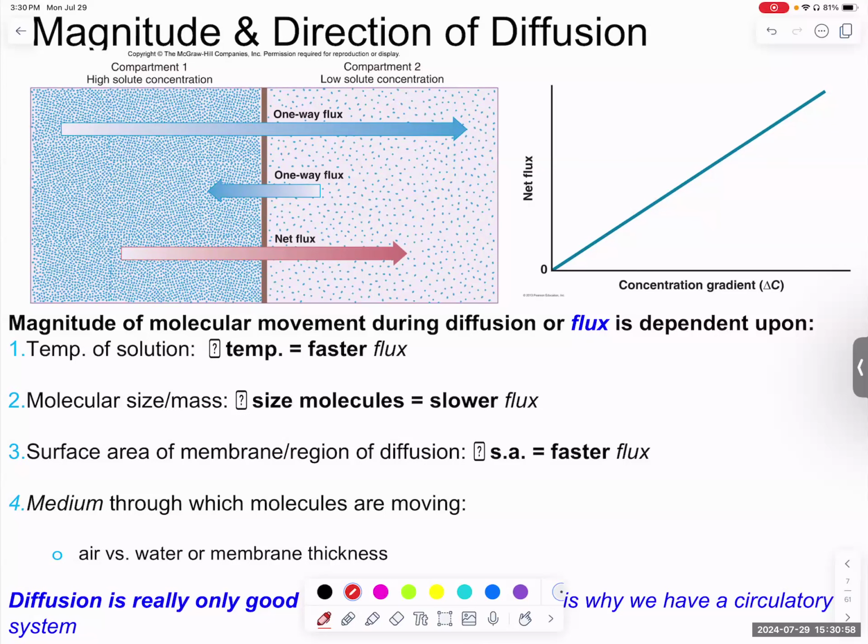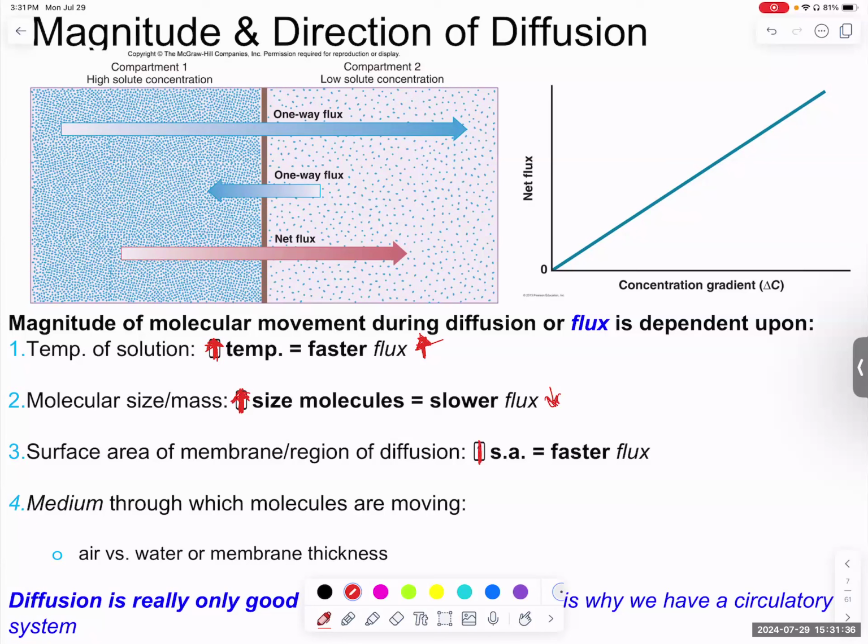Flux just means bulk movement of things, and is dependent also on the temperature. If you increase the temperature of molecules, they tend to move a little bit faster, right? When it's really, really cold, oxygen molecules slow down and they don't diffuse as fast. So temperature matters. How big they are, smaller molecules move faster. So as you increase the size of the molecule, it is going to decrease the flux.